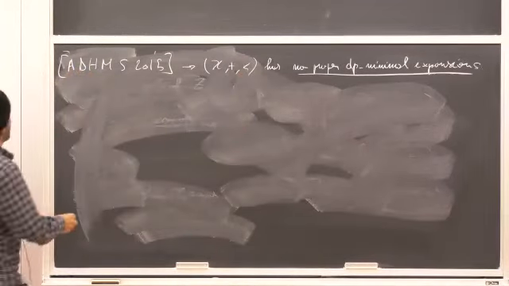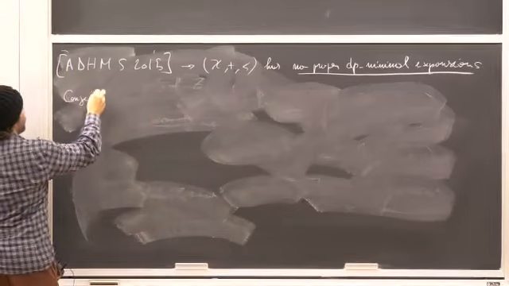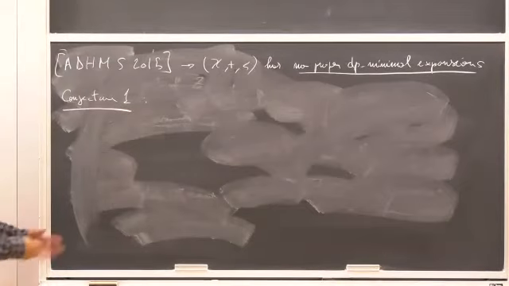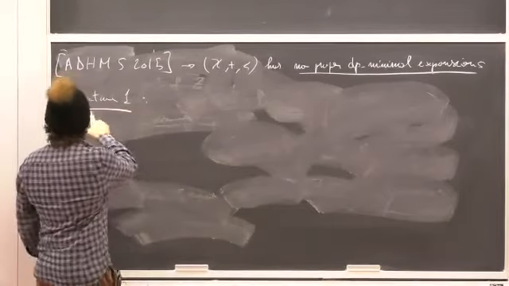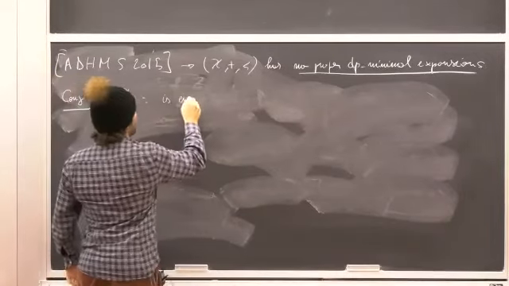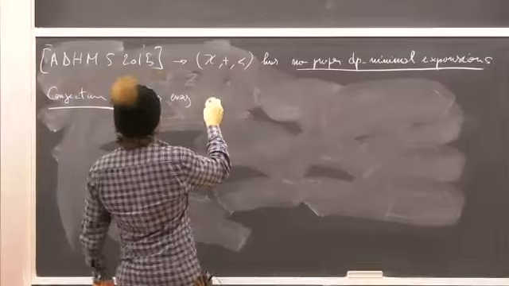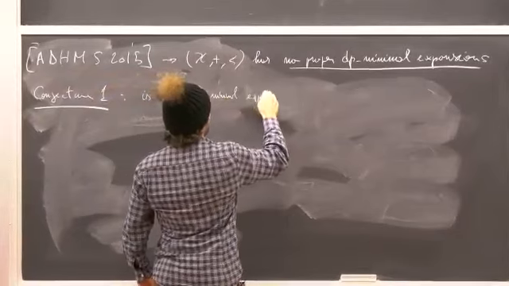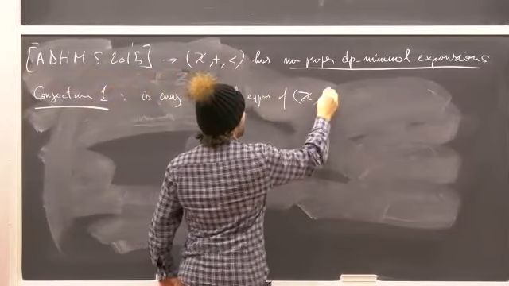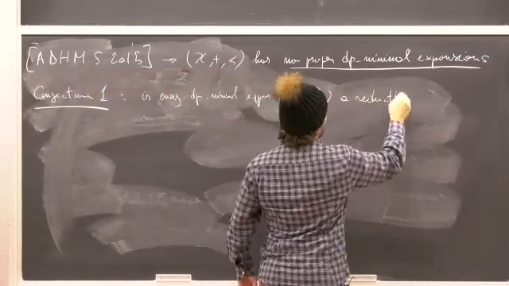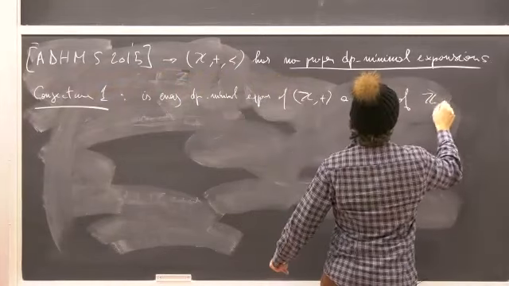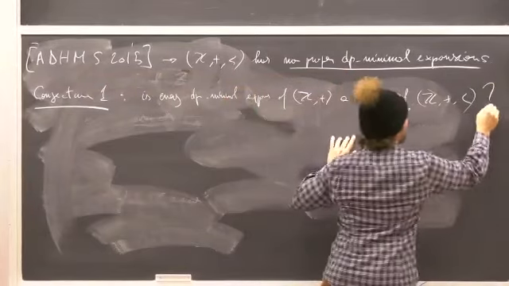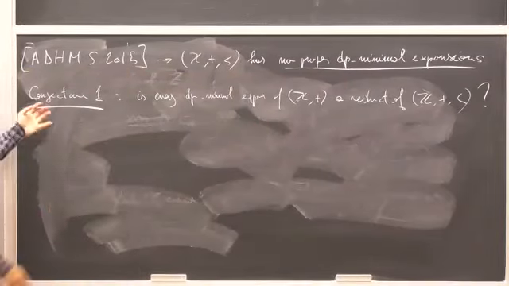So a natural question that they ask, I'll call it conjecture 1. It wasn't raised as a conjecture, but more like a question. Is every DP minimal expansion of Z a reduct of Presburger? That was more like a question, but okay.